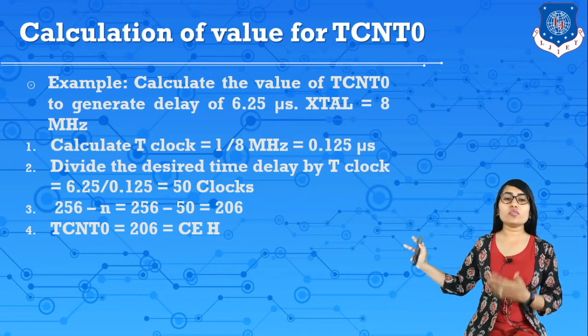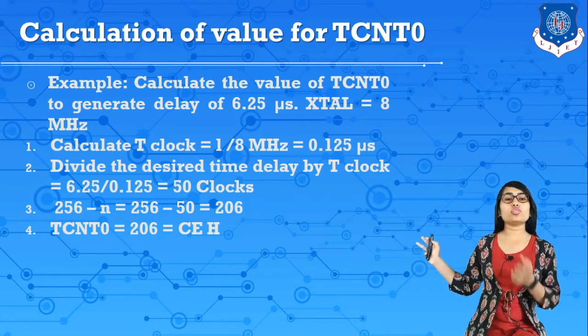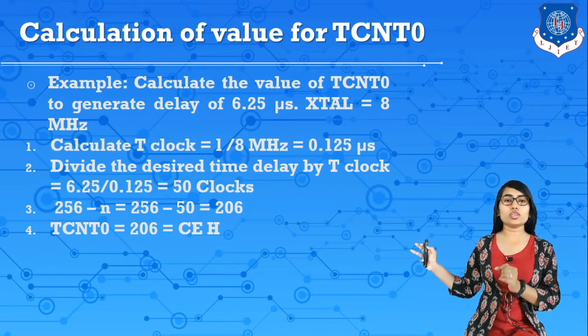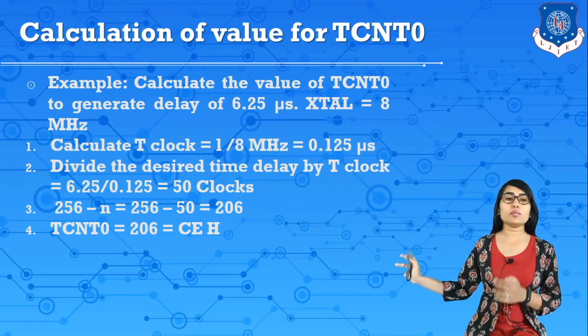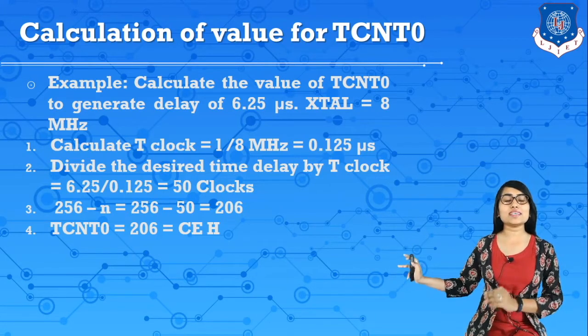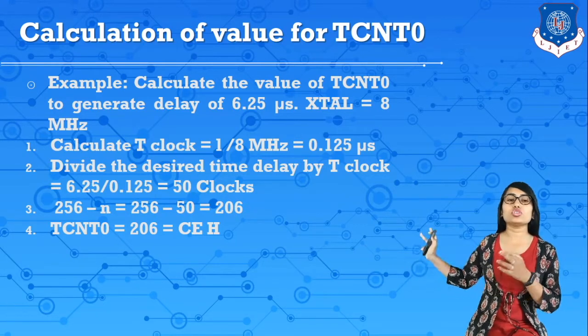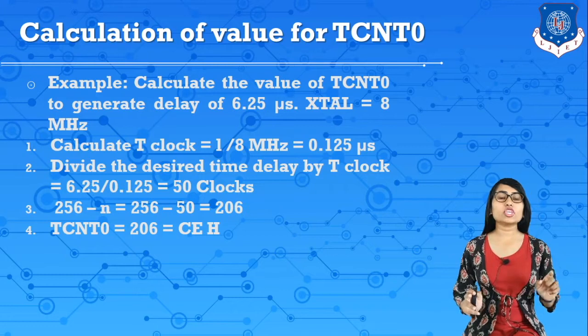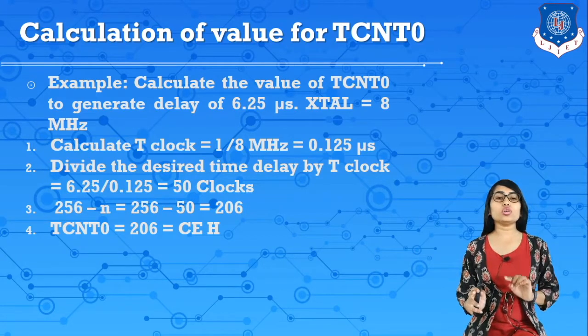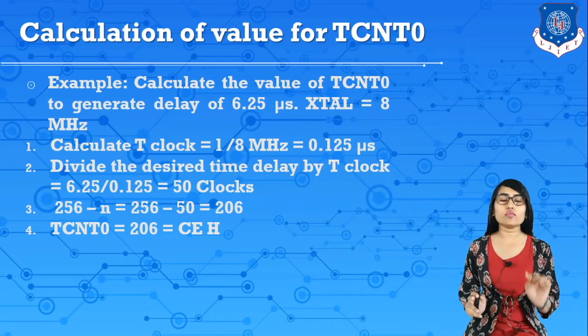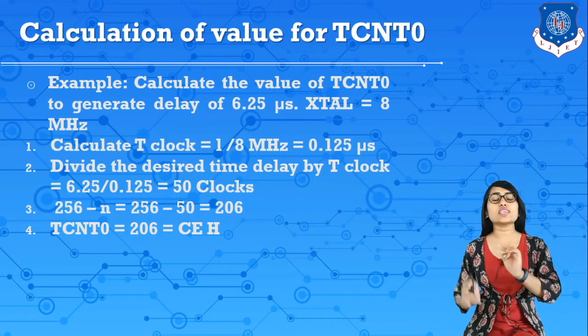Now if we want 50 clocks, we have to calculate the value up to the count. So perform 256 minus 50, which gives 206. So to generate the desired delay of 6.25 microseconds, we need to count 206 times.